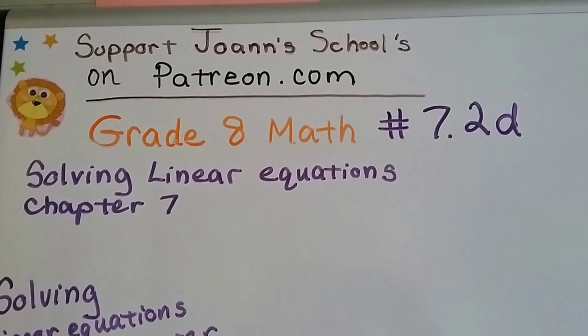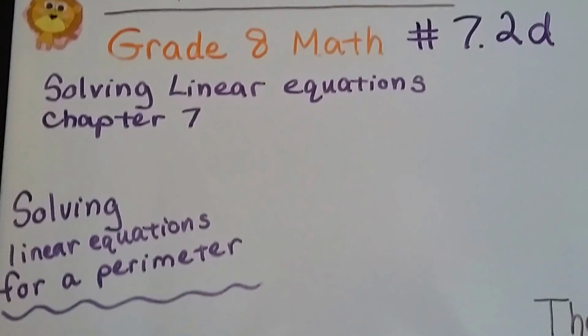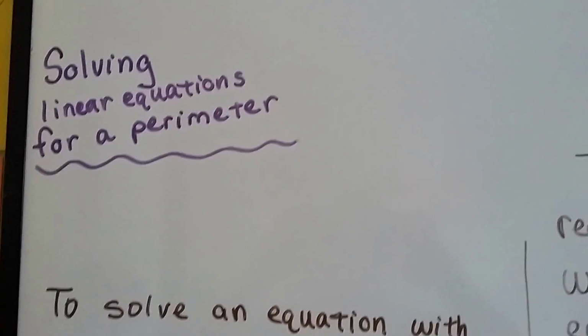Grade 8 Math, number 7.2d. This entire Chapter 7 is about solving linear equations. We're going to solve linear equations for a perimeter.